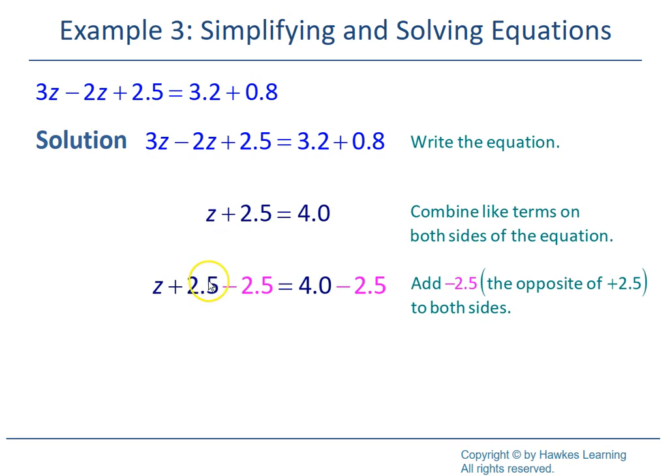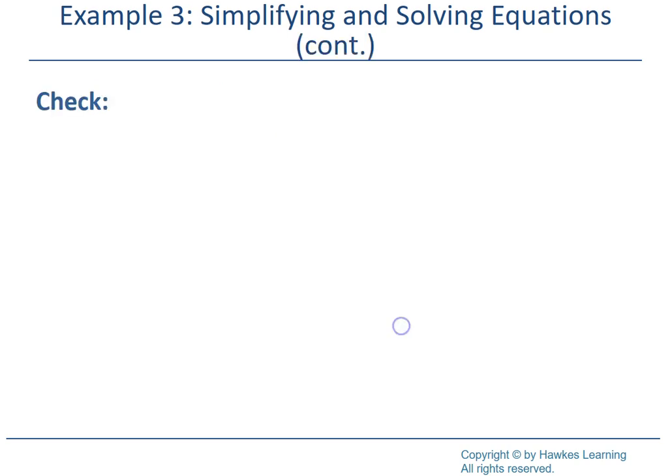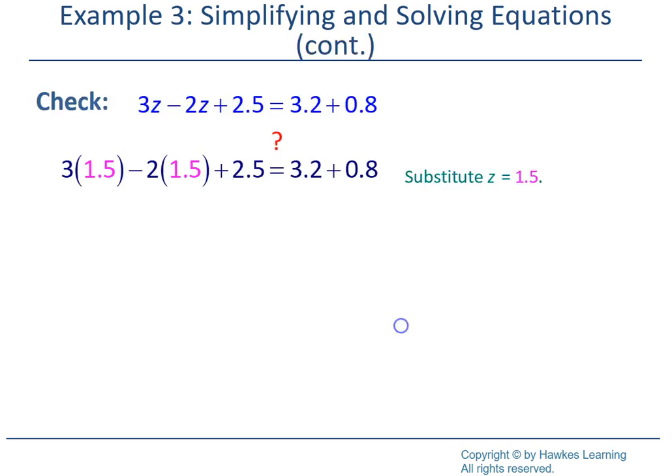Remember, we could have just transposed the 2/5 to the other side as a negative 2/5. That's a shortcut. But here they're showing it in some detail. And you get then z equals 1.5. And it does check.